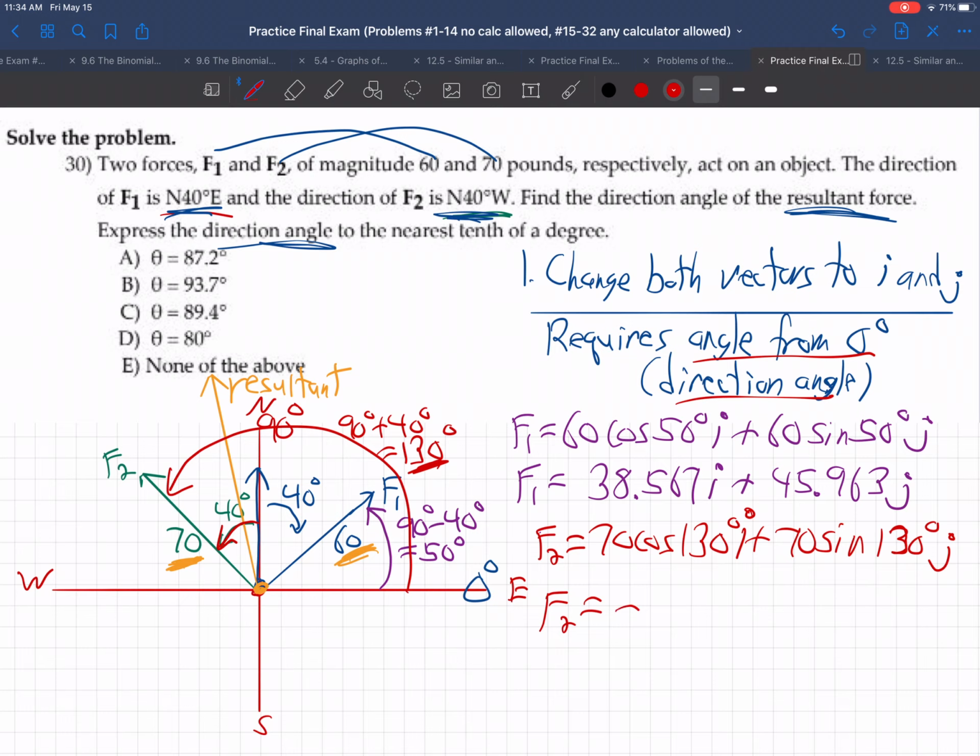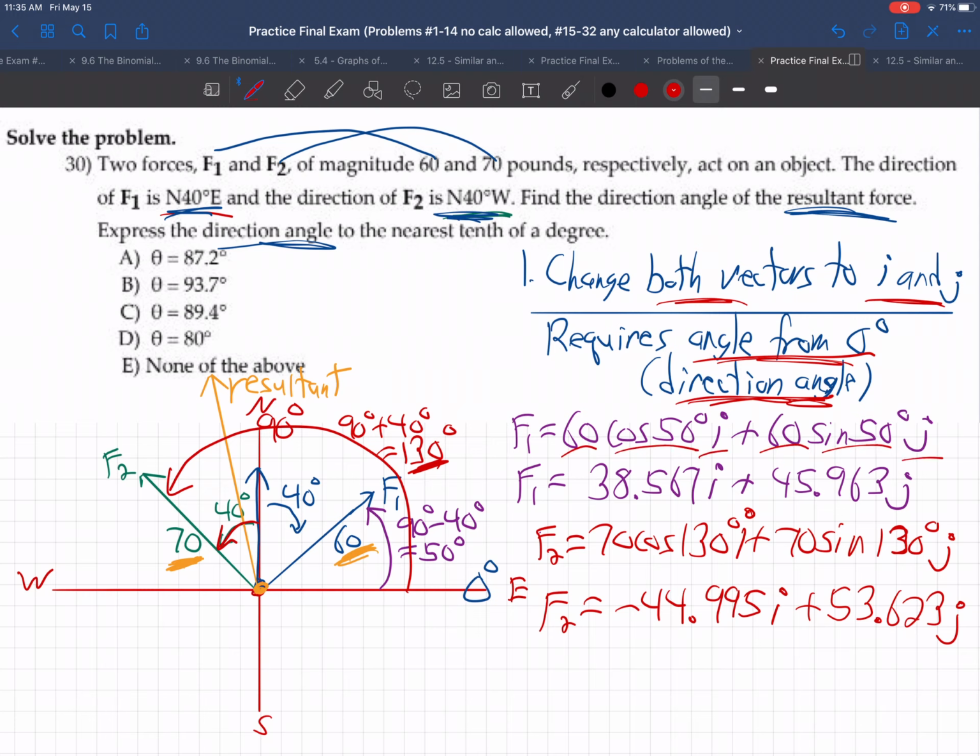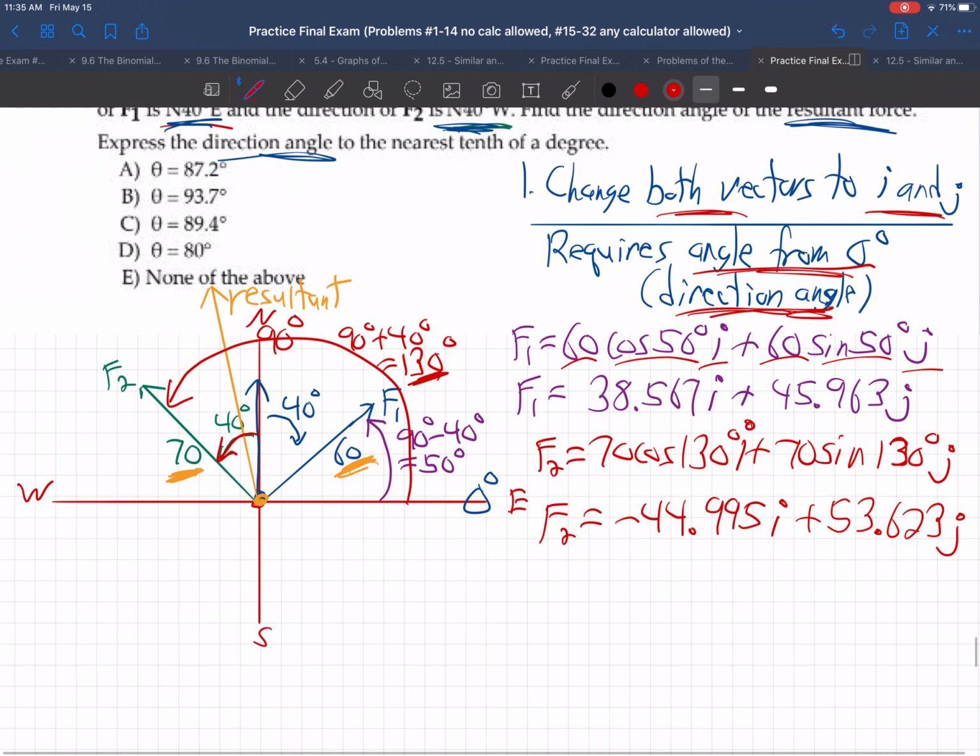I'm getting negative 44.995 I, and then 70 sine 130, I'm getting 53.623 J. Okay, so we changed both vectors to IJ using the direction angles, the angles from 0 degrees, and the general formula: the magnitude times cosine of the angle I, magnitude sine of the angle J. So now we've got force 1 and force 2 vectors.